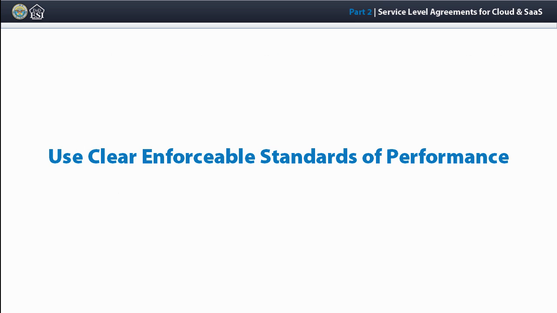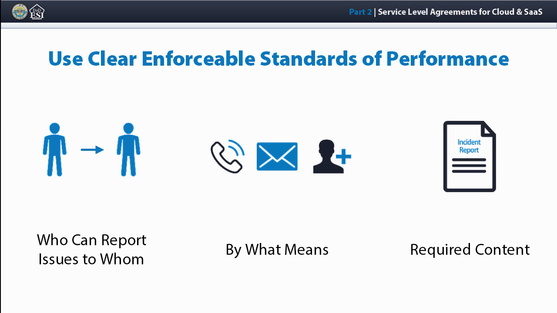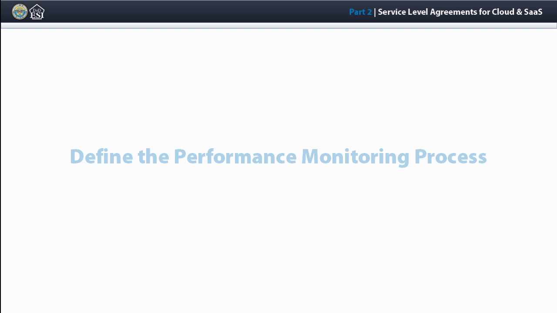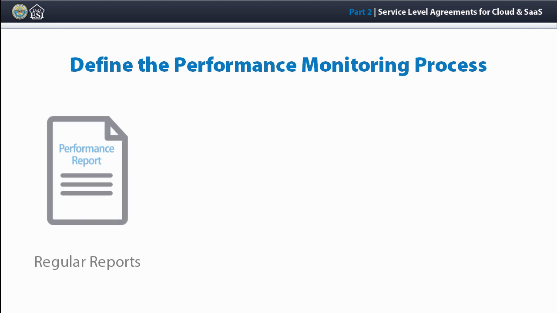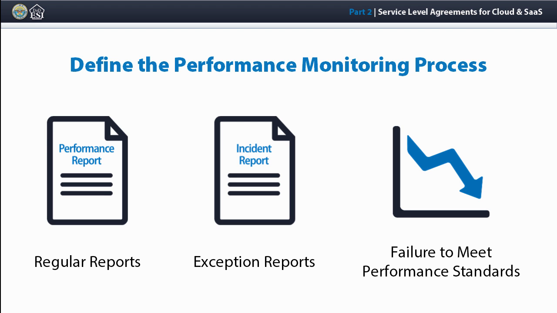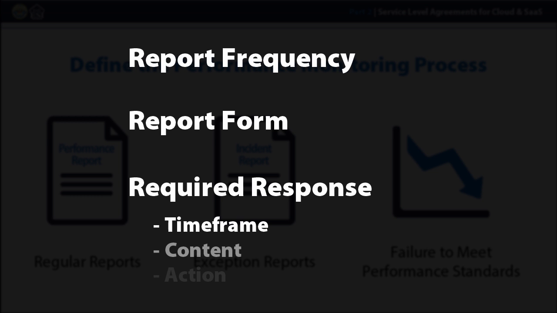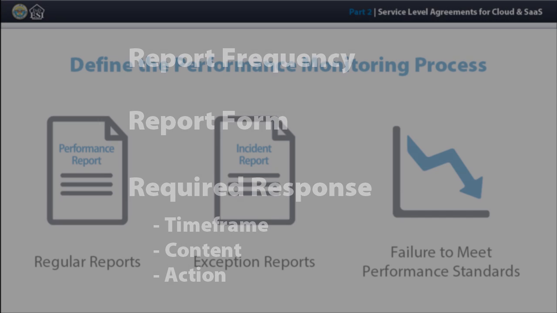4. Use clear and enforceable standards of performance. For example, make sure the requisite actions for reporting issues are clear, including who can report them, to whom they can be reported, by what means, and with what required content. 5. Define the performance monitoring process. Will it be by way of regular reports, exception reports, notices of failure to meet performance standards, or some other mechanism? Specify the frequency and form of the reports. Identify the required response in terms of time frame, content, and action.